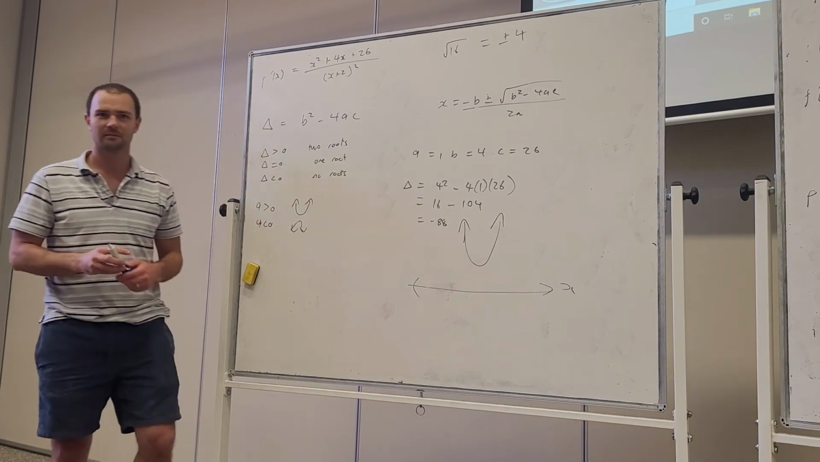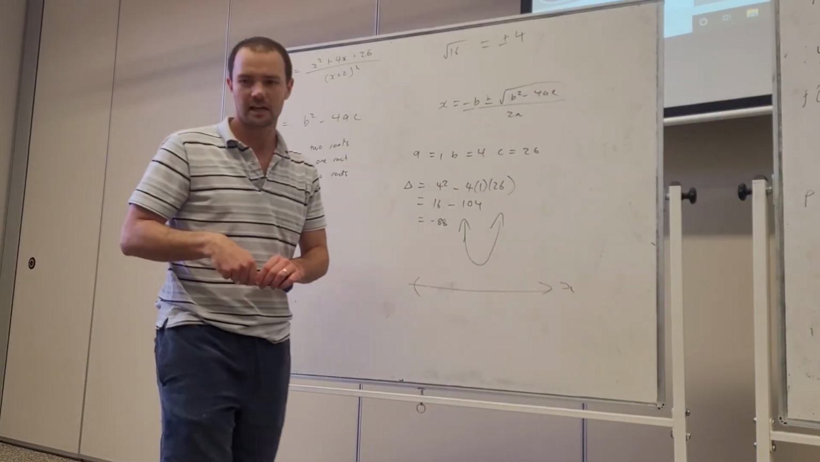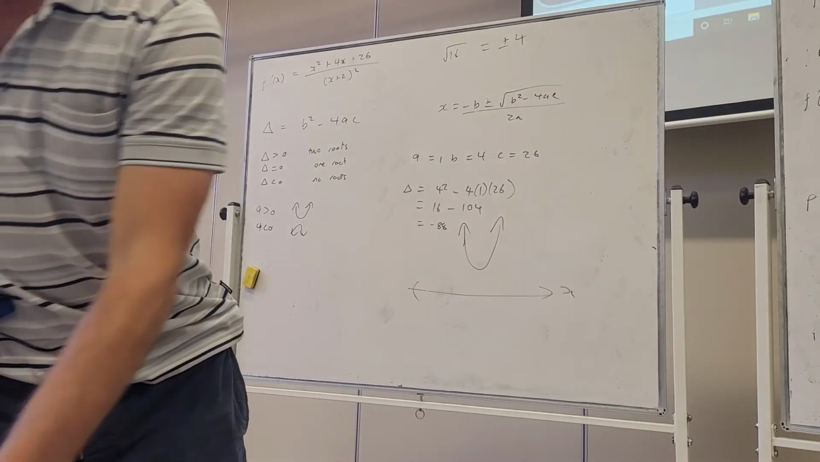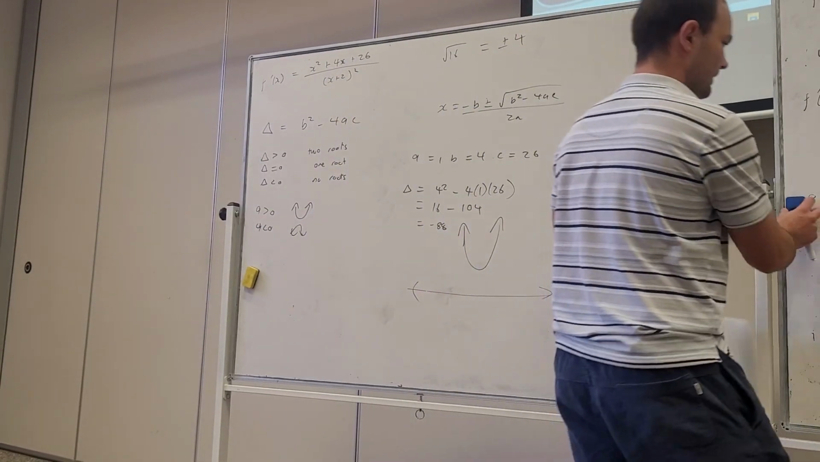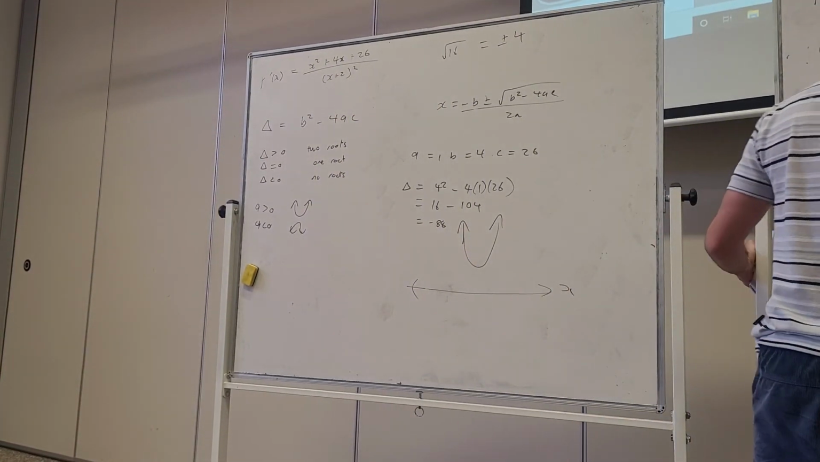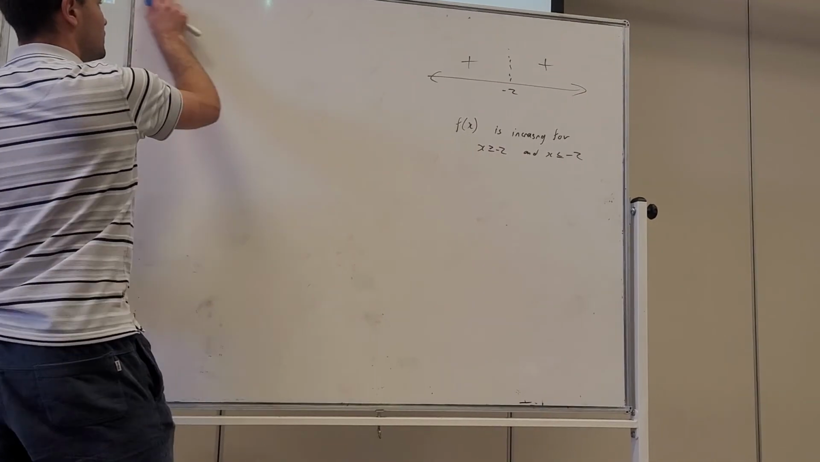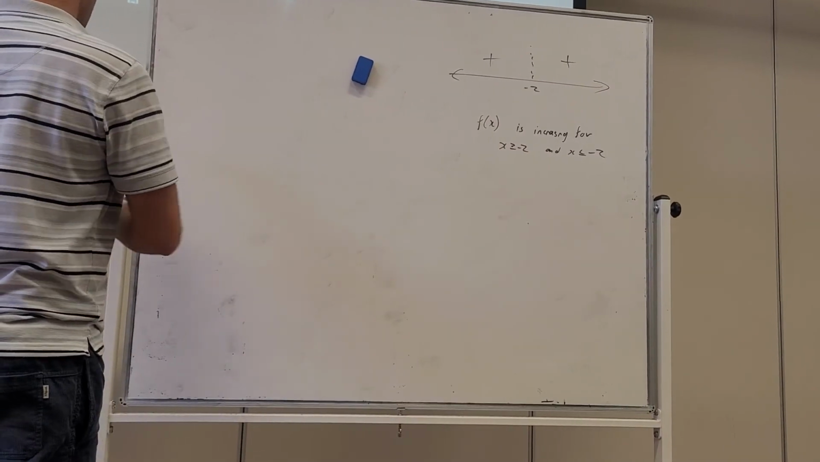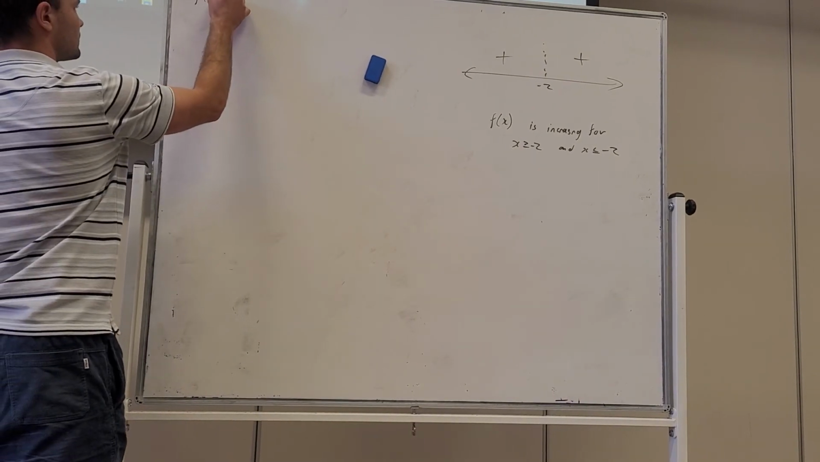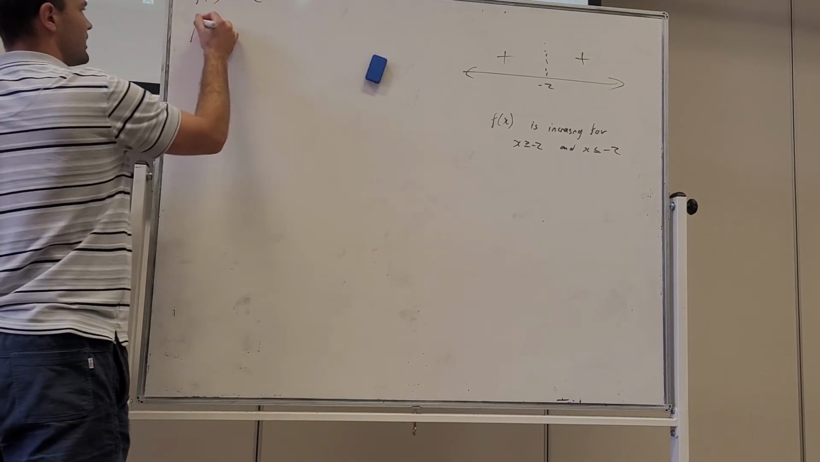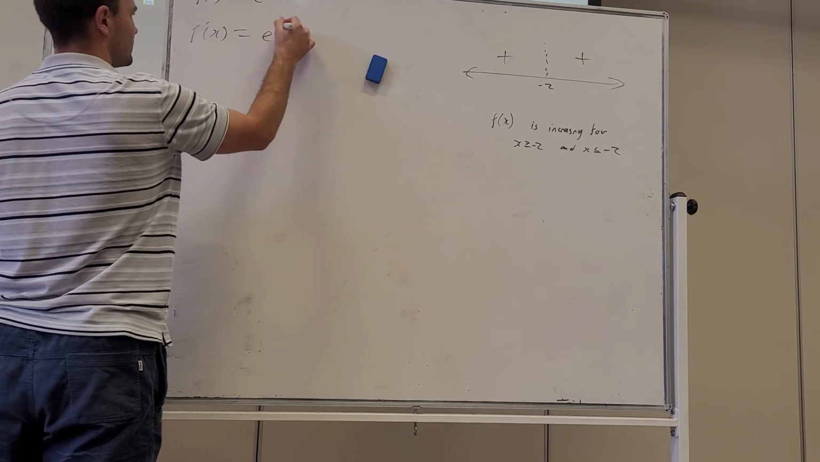Remember a bit about the discriminant? Excellent. Okay, last one's less involved. E to the x. I'm going to rub out here. So we've got f of x is e to the x. F dash of x is e to the x.